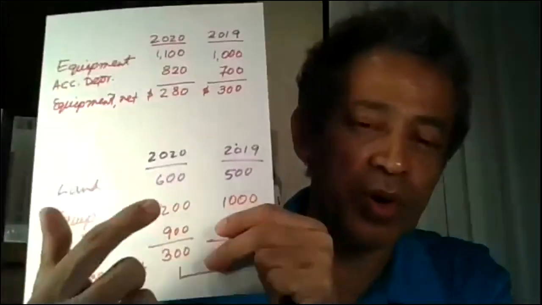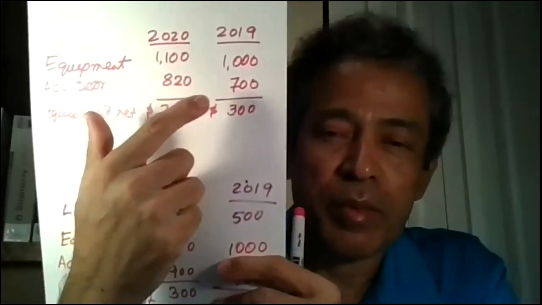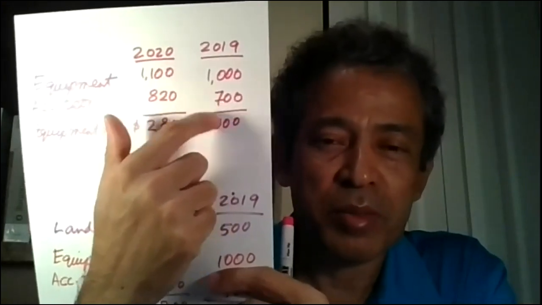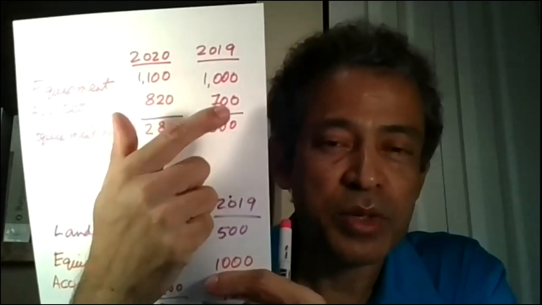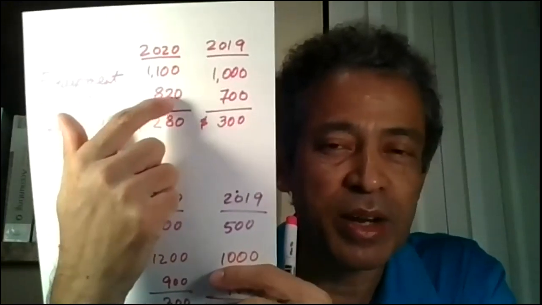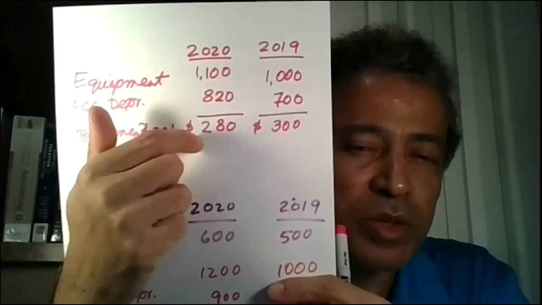So the item that is sold was a $100 book value one, but that had $80 of accumulated depreciation in it. So with my $700 of accumulated depreciation, my income statement shows $200 of depreciation this year. So 700 plus 200 makes it 900, minus the 80 makes it 820. So you can see the balance now, 1100 minus 820 is 280.